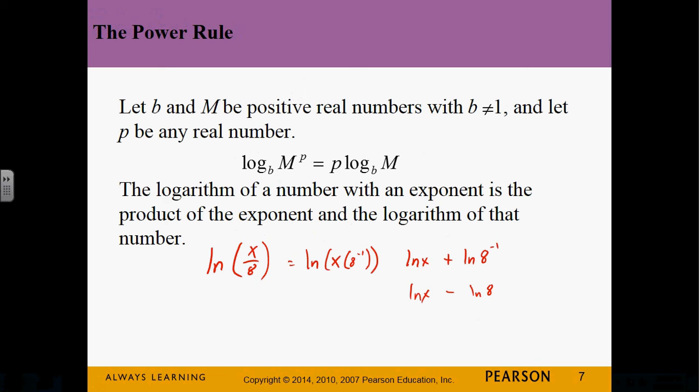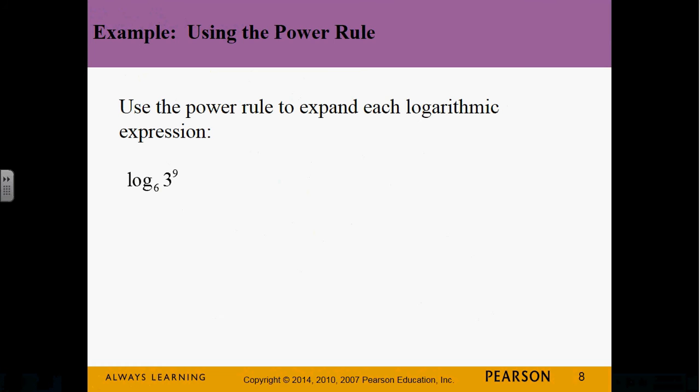Now, is this practical to do it this way? Of course not. That's why we did the quotient rule. We created division so that we could make multiplication a little easier. Okay? Yes? All right. So how would I expand this? Log base 6 of 3 to the n. How would I rewrite this using power rule?